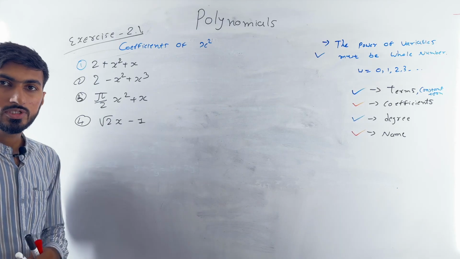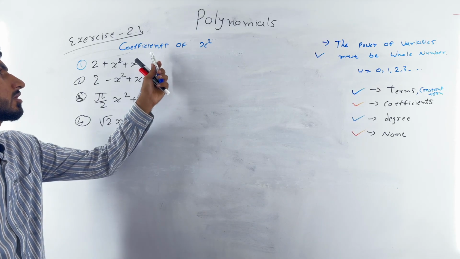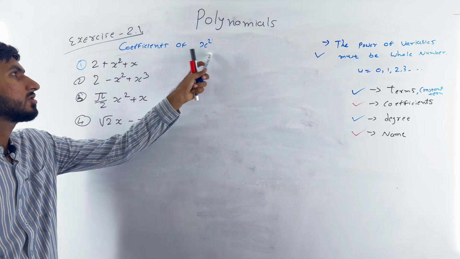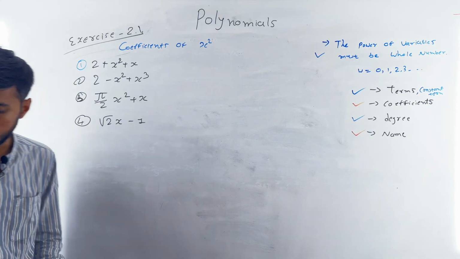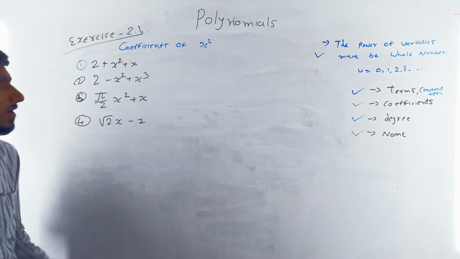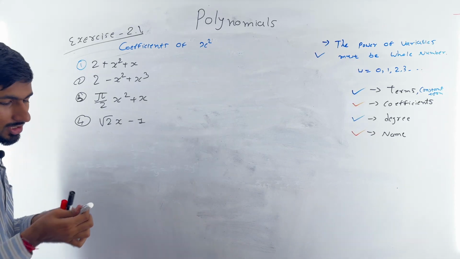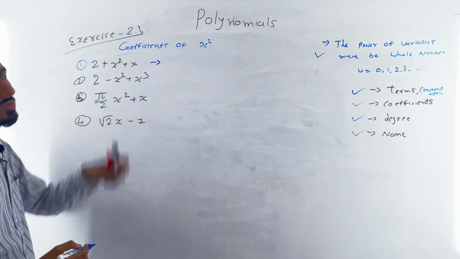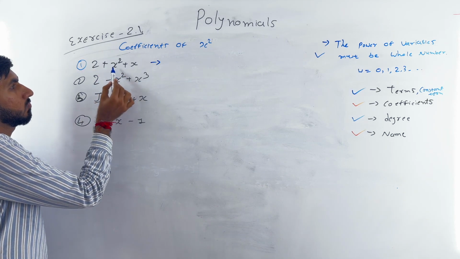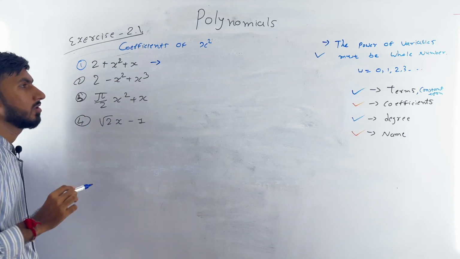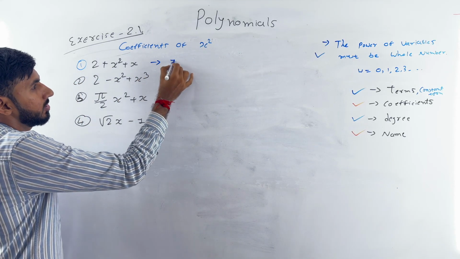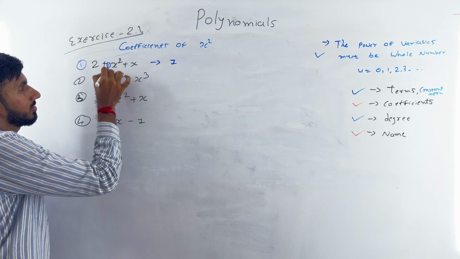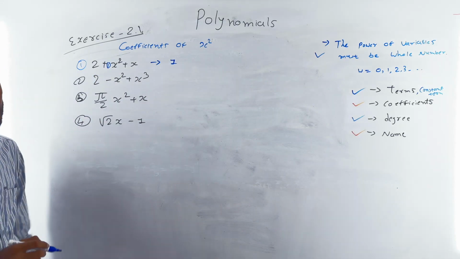Now here is our second question. It's a very easy question. I have to just find the coefficient of x square in these polynomials, right? We all know that finding a coefficient is very easy. For the first one, what is the coefficient of x square in this polynomial? I have to look at the x square. What is multiplied or written with x square is just 1. There is an invisible 1, right? So my answer will be plus 1.